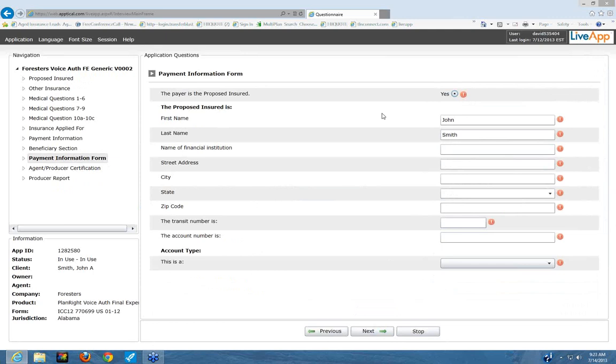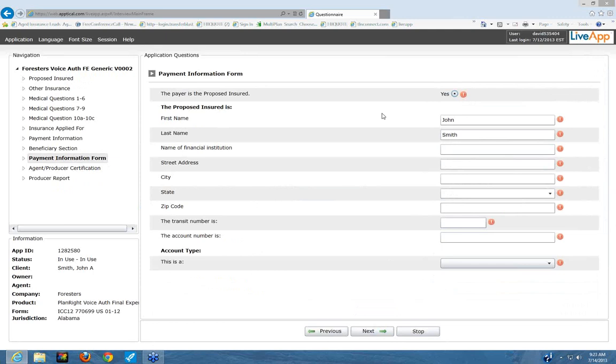No, if the client says no, well, Mr. Smith, Foresters requires that you be the payor, your name be on the account. Do you have any type of checking or savings account? No, it's only going to be my son, his individual account. He's paying for it. Boom, I got to get him with American Memorial.